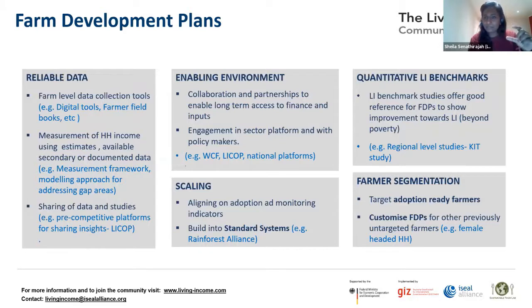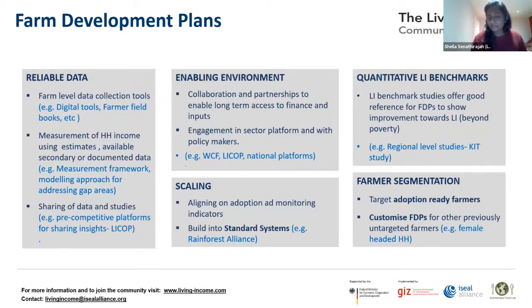Very quickly on enabling environment, that is super important, as I've mentioned, not just focusing at the farmer development plan itself, but more broadly. If you have these enabling factors in the context that you're operating in, it is going to counter-affect whatever you put in. So engagement in sector platforms, discussions like this at the WCF with policymakers, and strengthening the regulations and the systems on the ground really would be helpful. Also, access to service delivery, bringing the finance and the investment sector in would be good.